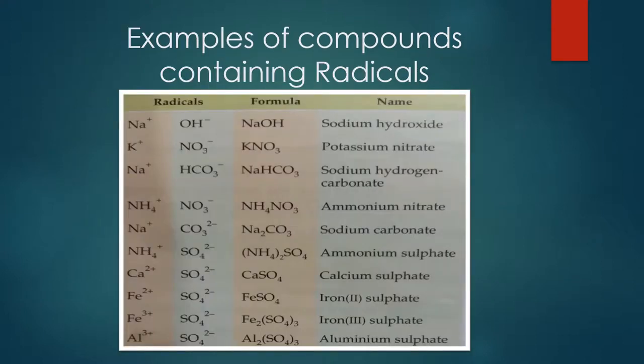Here are certain examples of compounds containing radicals. Say, for example, sodium hydroxide, chemical formula NaOH; potassium nitrate, chemical formula KNO3; sodium hydrogen carbonate, chemical formula NaHCO3; and others. So you have to learn all the chemical formulas which are given in this PPT.